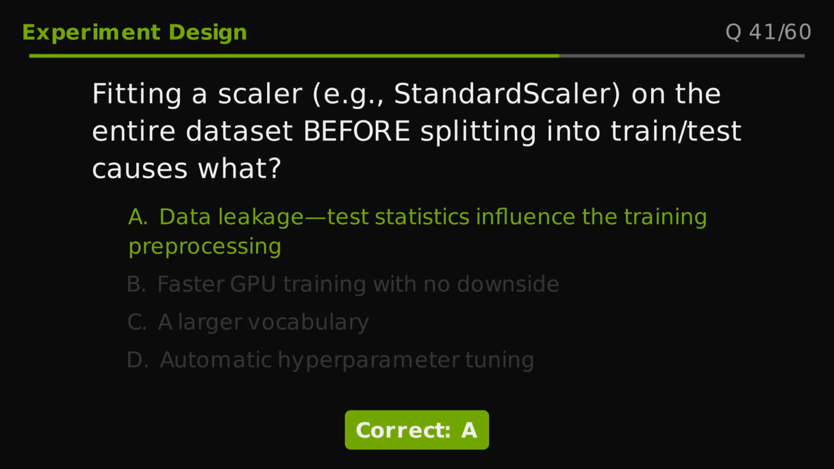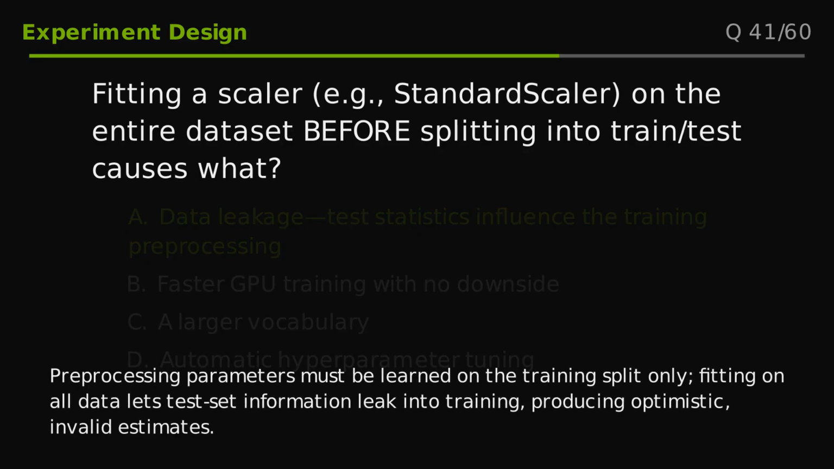The correct answer is A. Preprocessing parameters must be learned on the training split only. Fitting on all data lets test set information leak into training, producing optimistic, invalid estimates.